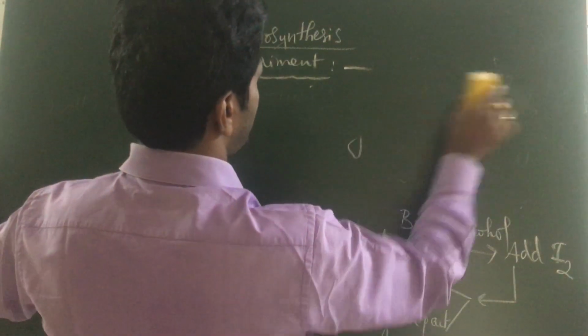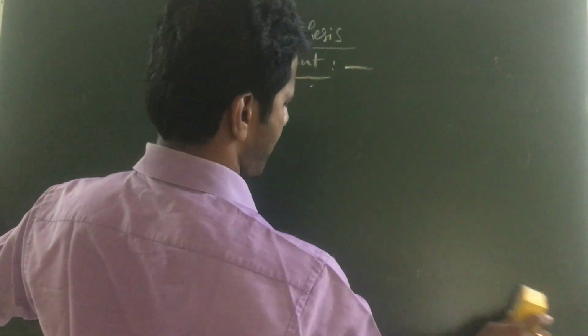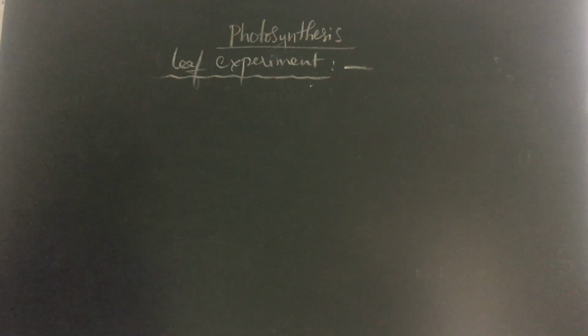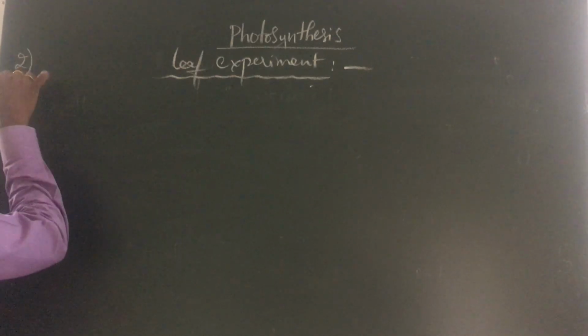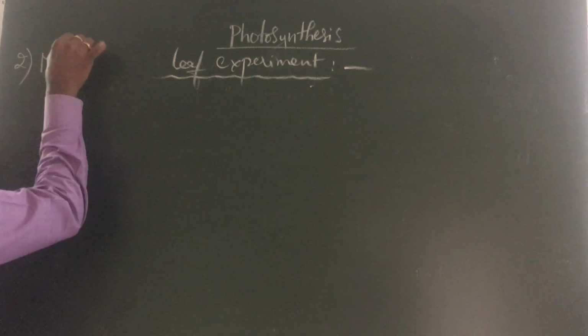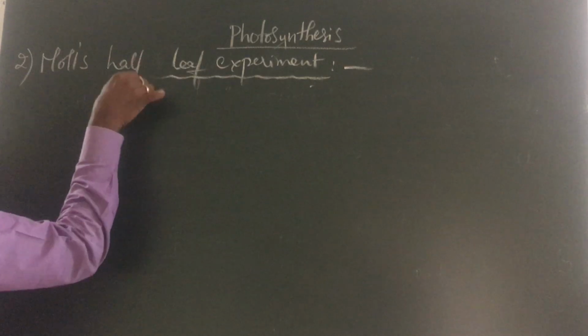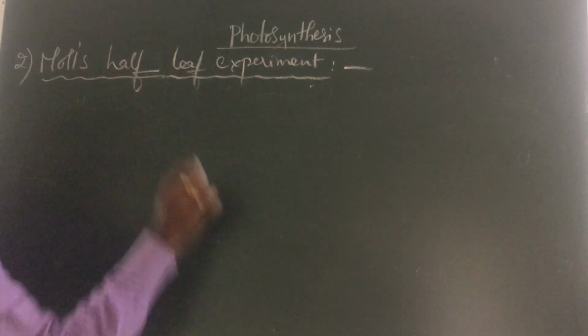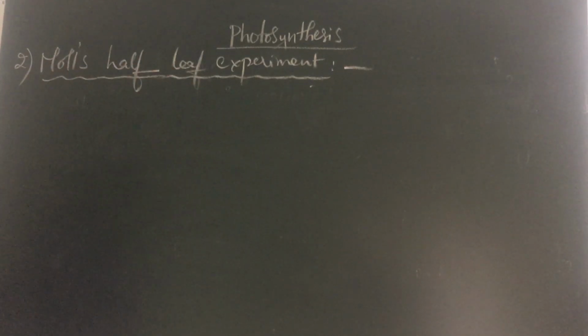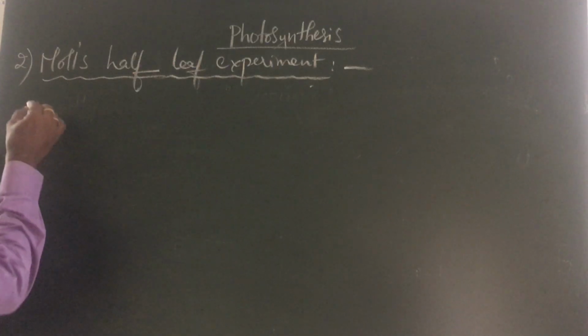So what does this experiment say? This is carbon dioxide is necessary for photosynthesis. The second experiment, Moll's half-leaf experiment. So this experiment says that carbon dioxide is necessary for photosynthesis.